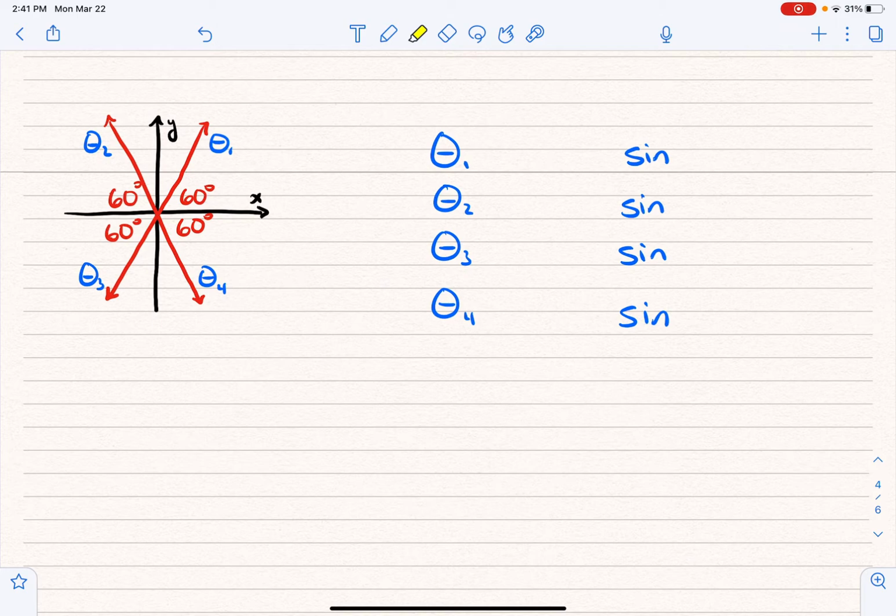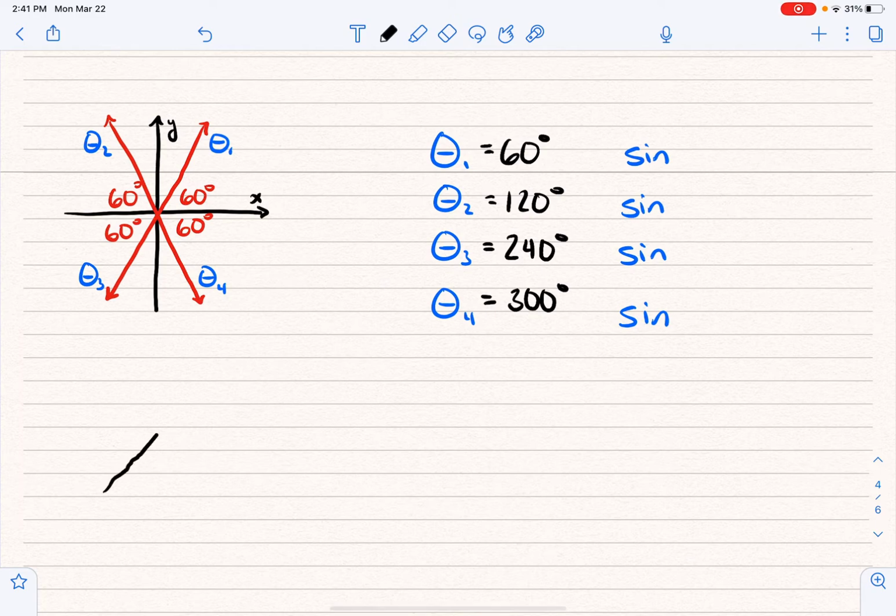Okay, let's give this a try. First of all, we got to figure out the angles. Theta 1, that's easy. That's 60 degrees. Theta 2, well, it's 60 degrees short of 180, so that's going to be 120. Theta 3 is 60 degrees beyond 180, so that's 240. And theta 4 is 60 degrees shy of 360, so that's 300. Okay? Now we got to figure out the sign of all these.